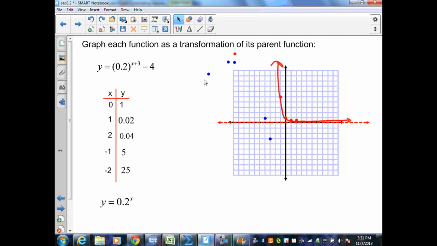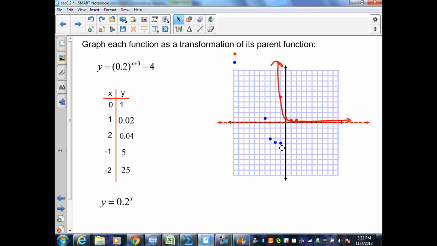At my next ordered pair, I have 1, 0.2, 3 units left, 1, 2, 3, and then down 4 units. 1, 2, 3, 4. And finally, 2 at 0.04, moving that 3 units. 1, 2, 3, and then down 4. 1, 2, 3, 4.